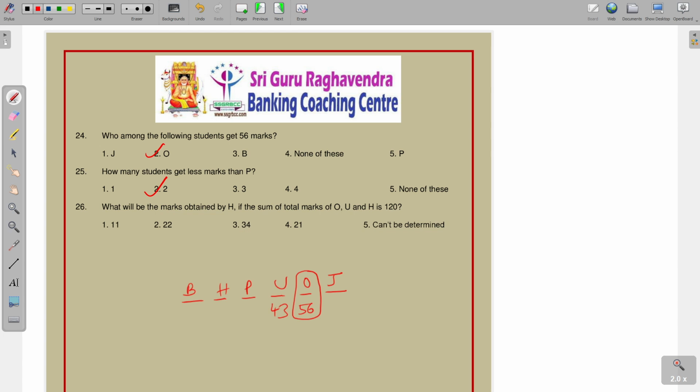What will be the marks obtained by H if the sum of total marks of O, U, H is 120? So O plus U plus H is 120. Already we know O is 56 and U is 43, plus H equals 120. 56 plus 43 is 99, plus H equals 120. Send 99 to the right hand side: H equals 120 minus 99. That is 21, the marks of H. Option 4 is the answer.